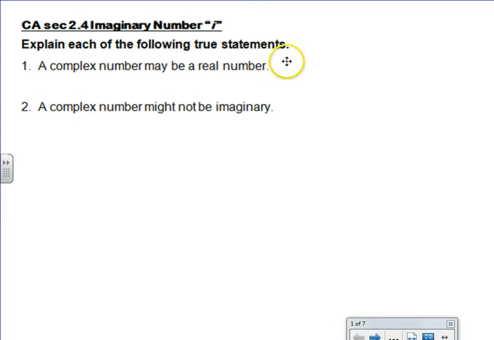A complex number may also be a real number. Well, a complex number is in the form a plus bi, and the imaginary component is the b. So if b happens to be equal to 0, meaning there's no imaginary component, a real number is going to be the answer. So for instance, 3 plus 0i is really just the number 3. And then a complex number might not be imaginary.